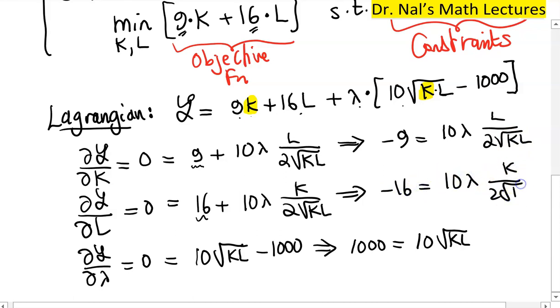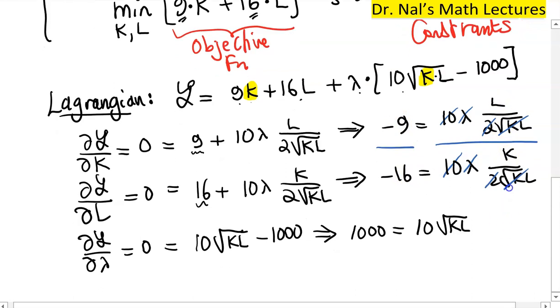So what happens is minus 9 is equal to 10 lambda L over 2 square root KL. I won't even bother changing the rest of the expression because it will simplify immediately. Now we can take the ratio of those two equations. When I take the ratios, the 10s cancel, the lambdas cancel, the 2s cancel, even the square root KLs cancel. As you can see, things simplify enormously. What's left on the left hand side is 9 over 16, and what's left on the right hand side is L over K. Do you guys see that?